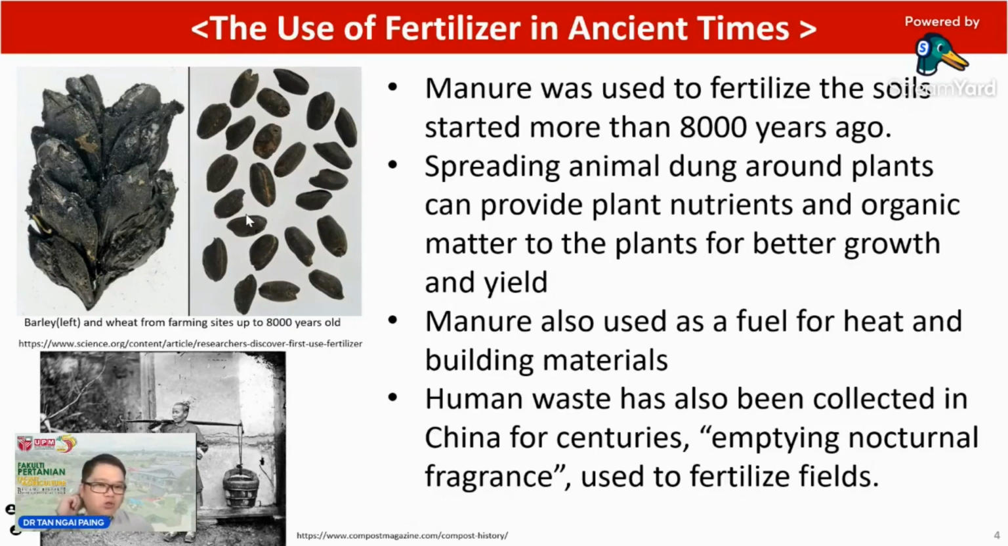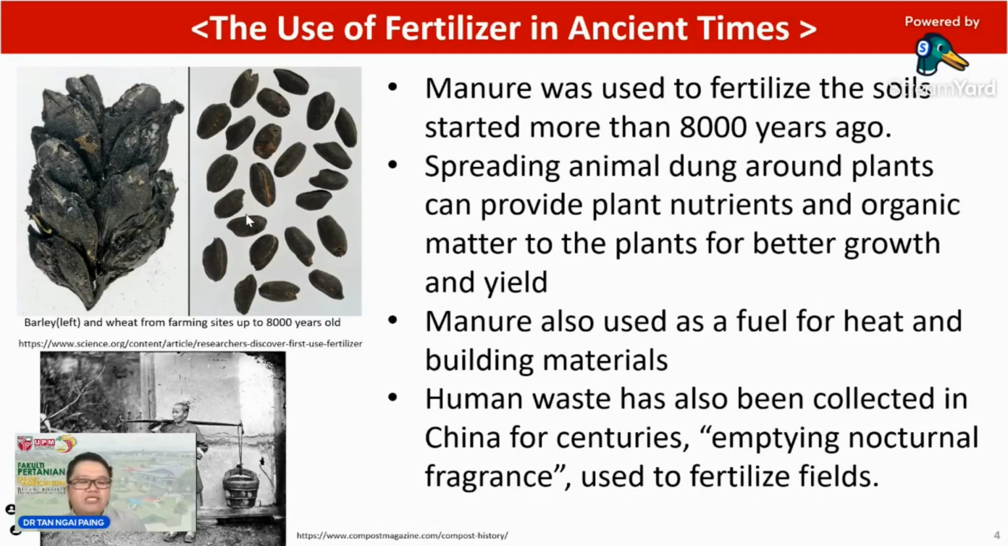Manure can also be used as a fuel for heat and for building materials. I think some of this is still being practiced, especially with cow dung. We can burn cow dung for fuel and heat, as well as use cow dung for building materials once it is hardened. And if you look at China, human waste has always been collected in China for centuries.